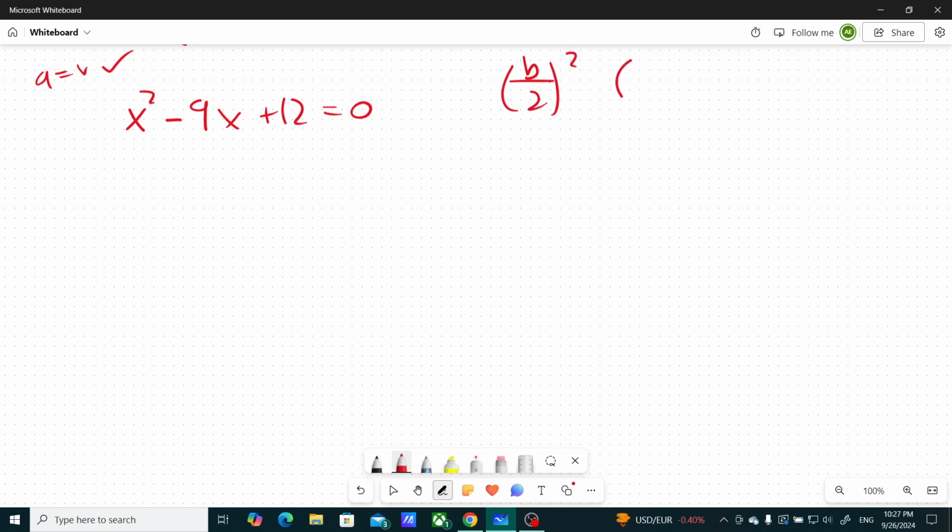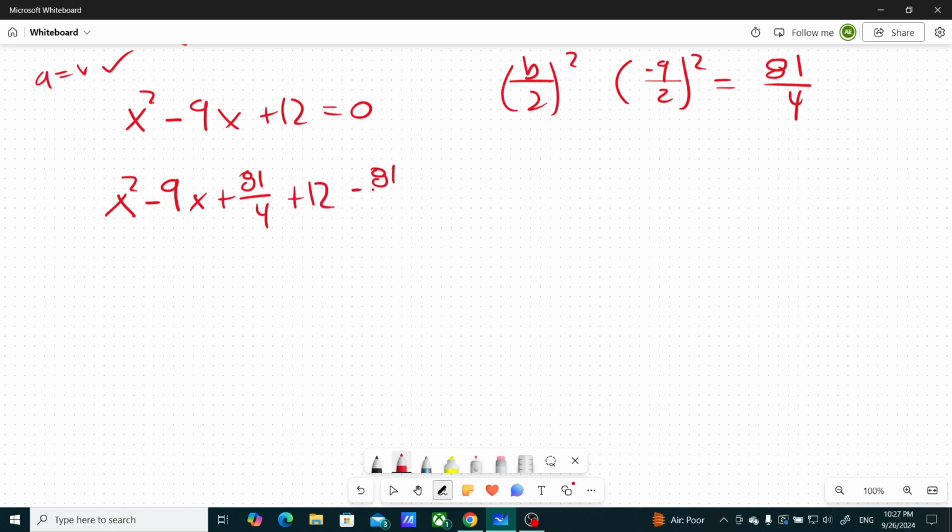So my b is going to be minus 9, divide that by 2, square everything, is going to be 81 over 4. So this is my magic number that I will add in order to convert this into a perfect square trinomial. So it's going to be x squared minus 9x plus 81 over 4 plus 12 and then minus 81 over 4 equals 0. We know that this first part became a perfect square trinomial. By now we know how to factorize this.